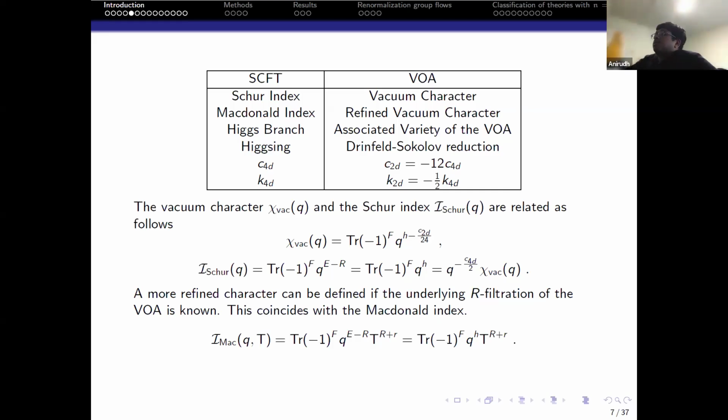Now, there is this conjecture that the Higgs branch is related to the associated variety of the VOA. I will discuss it in the next few slides. And then if you Higgs the superconformal field theory, at the level of the VOA this corresponds to what is called the Drinfeld-Sokolov reduction of the VOA. And then the 4D and 2D central charges are related to each other in this simple manner.